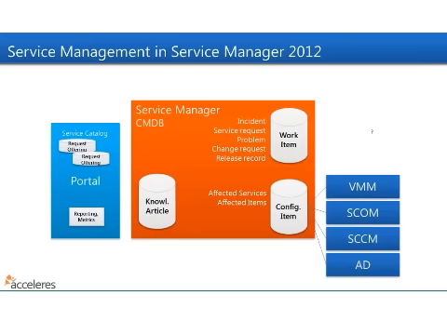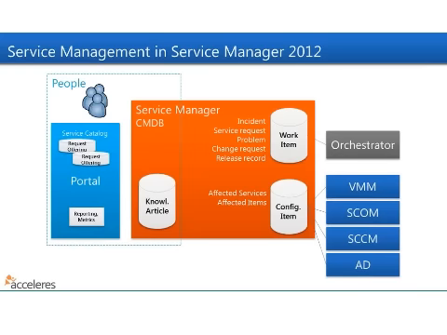Our CIs are going to get populated from our connectors, which connect us to other System Center components. We can do some automation of our work items with Orchestrator. It's probably worth noting we can trigger runbooks with Orchestrator, but we can also do some automation within Service Manager using Orchestrator as well. So if there's some workflow that we can't do natively in Service Manager, we may be able to achieve it with Orchestrator.